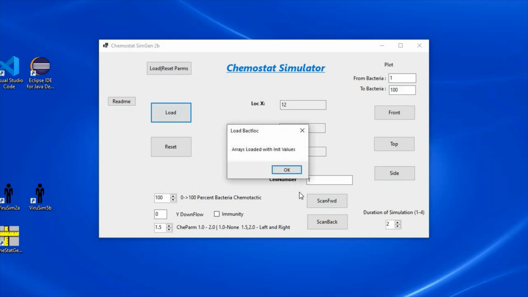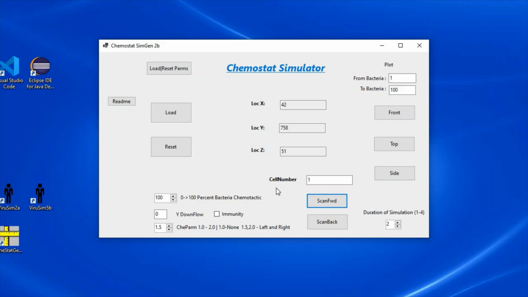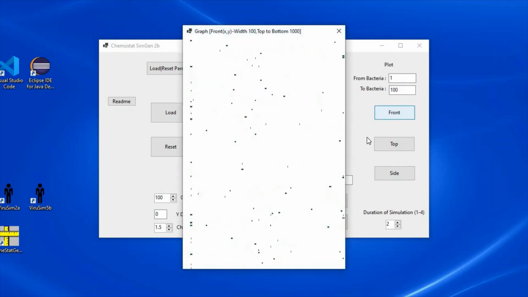So first we load the initial values, which puts the bacteria evenly throughout the chemostat. And now in here we have 100 bacteria, from bacteria 1 to 100. This could be up to 1 to 5,000. Okay, so now let's look at it. And you can see there's chemotaxis in this simulation, and the bacteria swam towards the wall and are found there now.